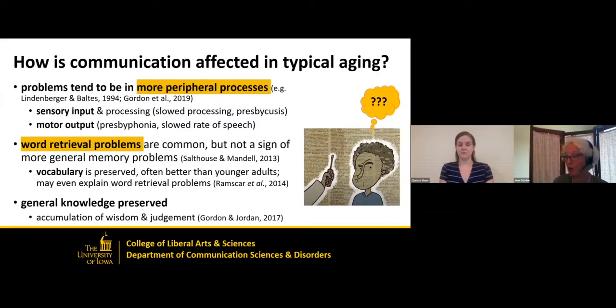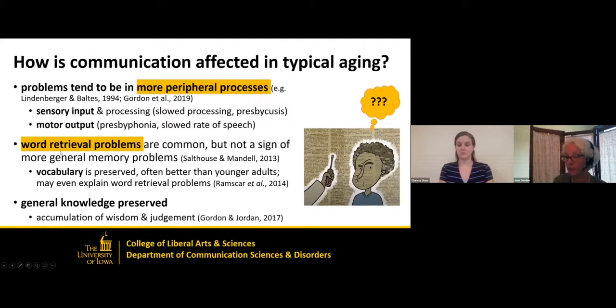There are also common declines in motor processes and structural changes that affect output. So vocal changes are common with aging. This is referred to as presbyphonia. It's also common that our rate of speech slows with typical aging.